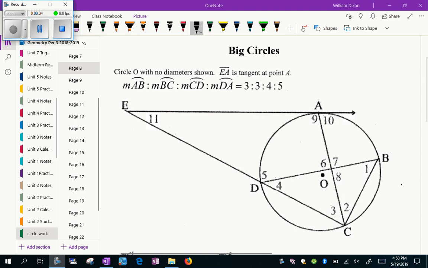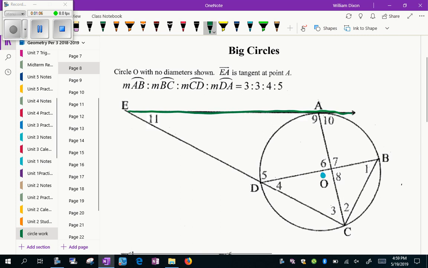It says circle O with no diameters shown. So that means there is no secant, I'm sorry, no chord that goes through the center of the circle. And we know our center is right here at O. It says that line EA is tangent to the circle at A. So that means it touches at that point.